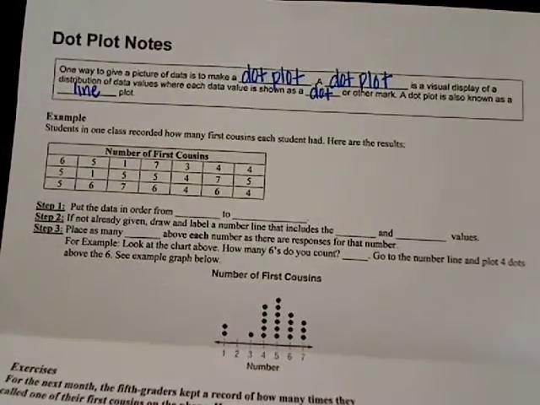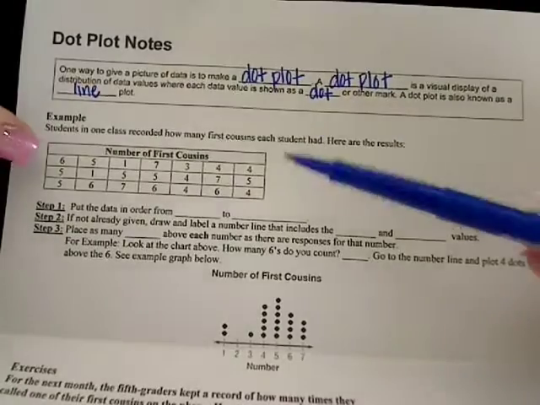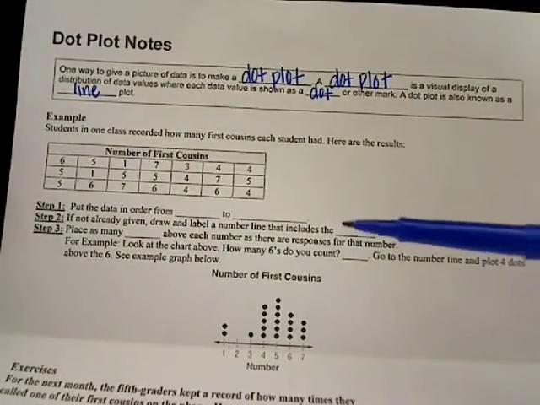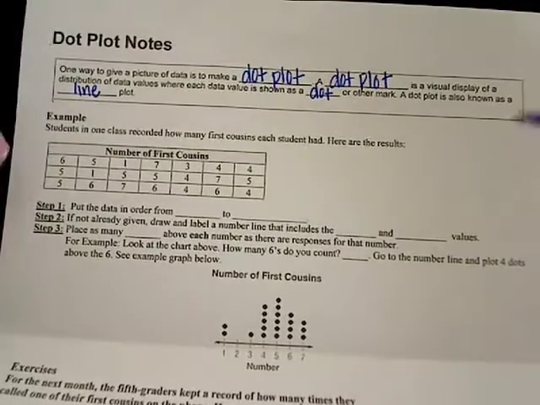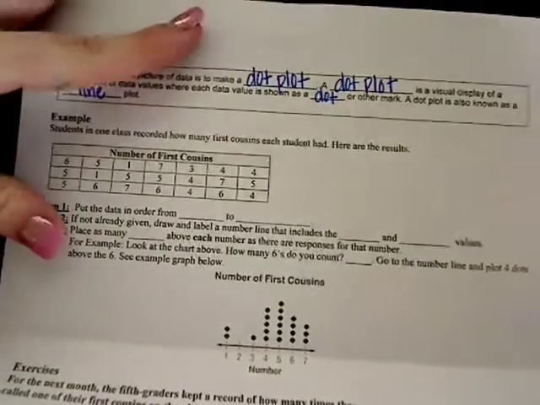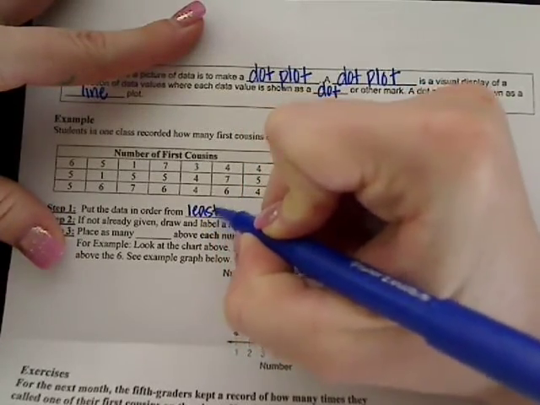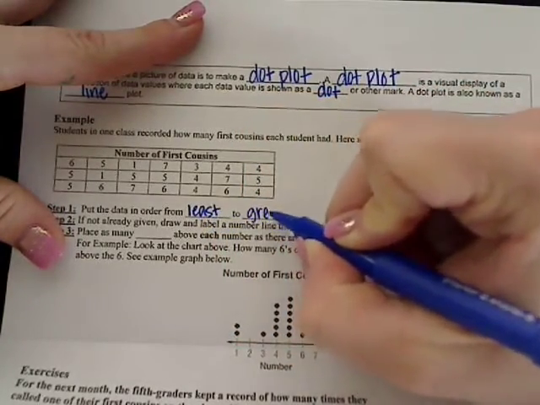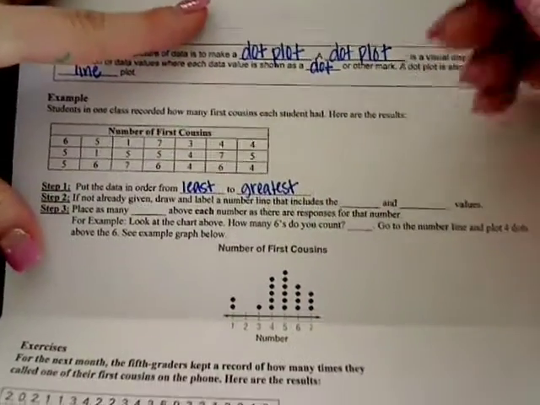Students in one class recorded how many first cousins each student had. Here are the results. Okay, so we're going to create a dot plot from this table of data. So step 1, just like everything else, we're going to put the data in order from least to greatest. So let's go ahead and do that over here.